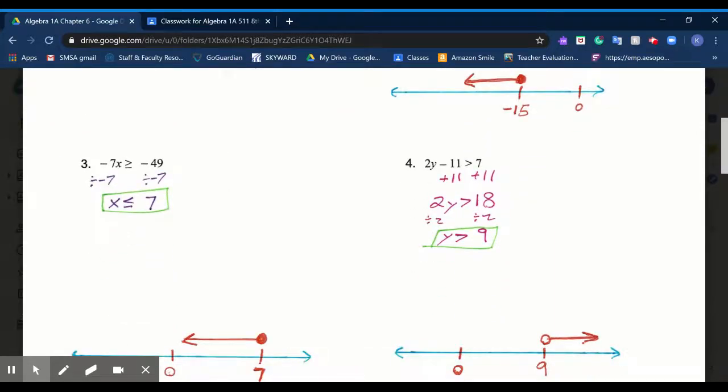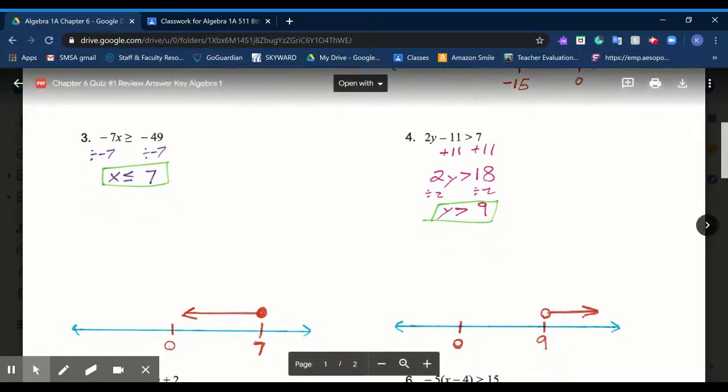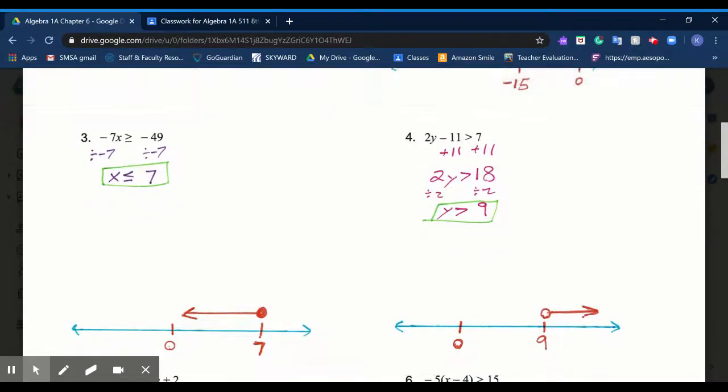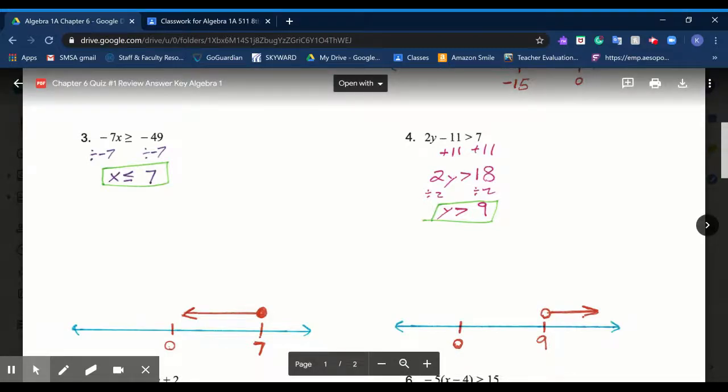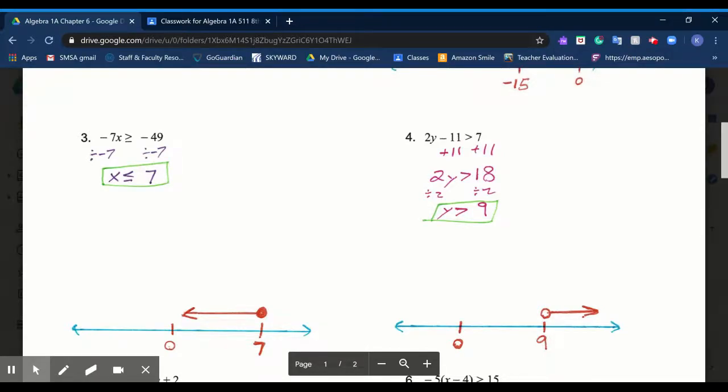So again, 3 and 4, we just have single inequalities. So solving for the variable in 3, we end up with x is less than or equal to 7. And in 4, y is greater than 9. So in 3, we have a filled in circle, 4 open circle, and draw in your arrows.